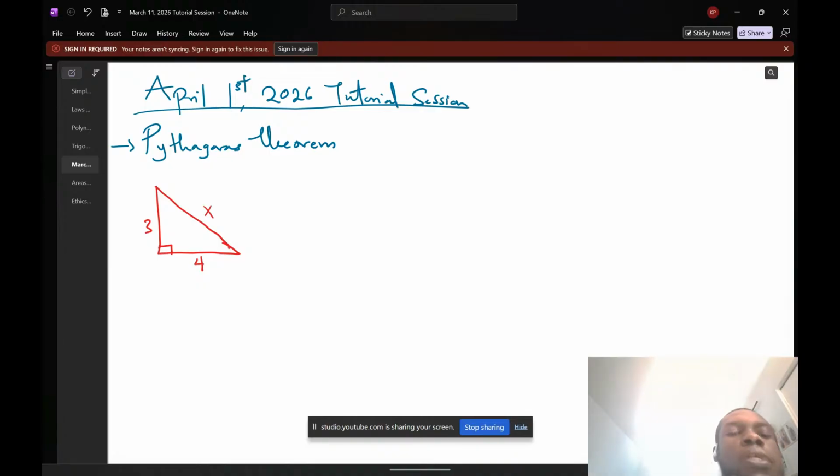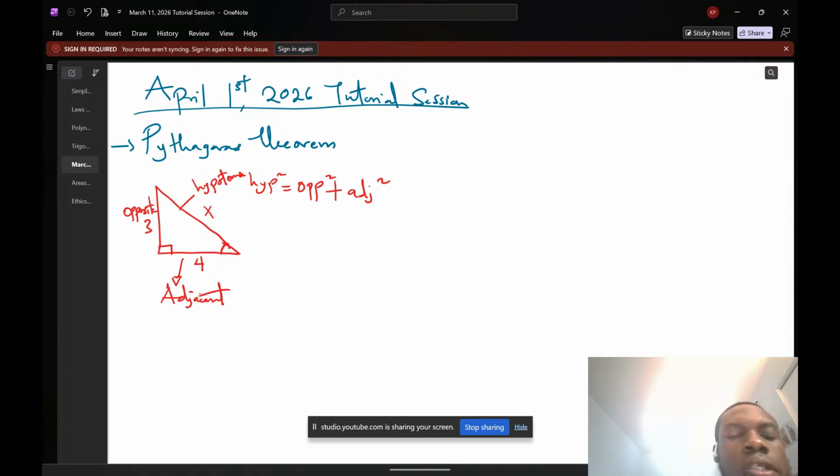Okay. So Pythagoras theorem is: hypotenuse squared is equal to opposite squared plus adjacent squared. This is the hypotenuse, the side facing the angle opposite of this angle is the opposite. This side is adjacent, that's the last side. In a right angle triangle, the hypotenuse is always the longest side, and it's always the one facing opposite of 90 degrees.